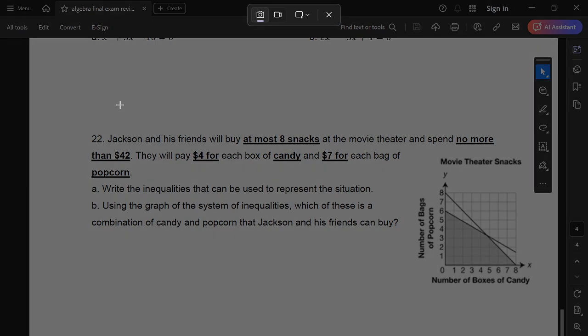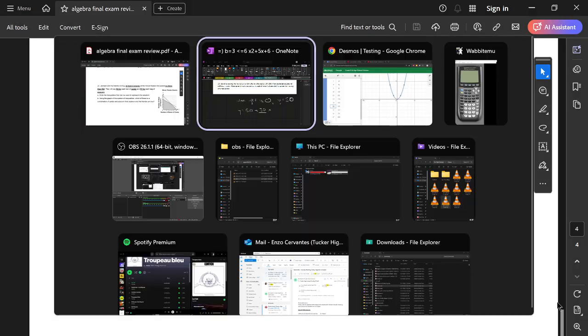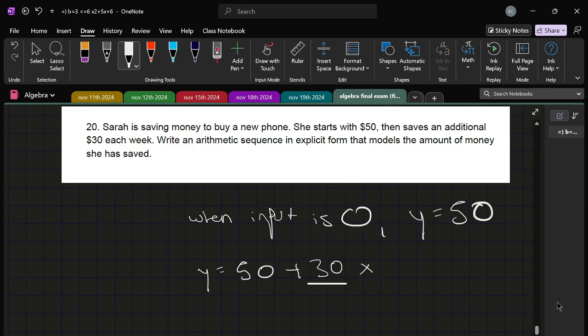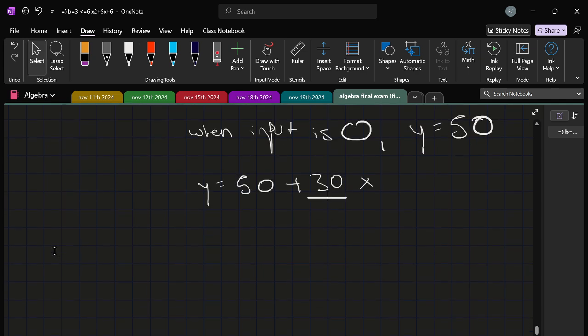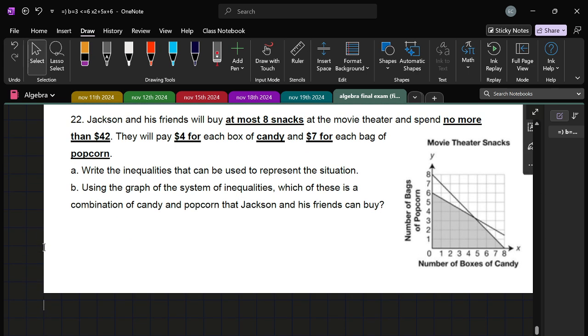Number 21. This one is really important. Jackson and his friends will buy at most 8 snacks at the movie theater and spend no more than $42. They will pay $4 for each box of candy, $7 for each box of popcorn. Write the inequalities, and let us write down the most important things that we know. $42 is our max.